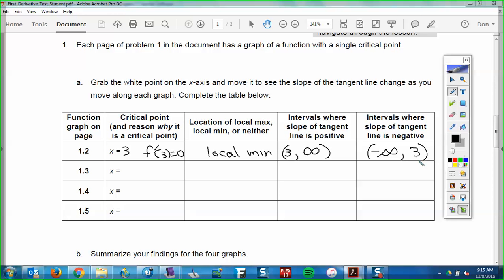When we're doing increasing and decreasing intervals, never include those inputs, because that's where it's changing from increasing to decreasing. So as a rule of thumb, never include those. Okay? All right, go ahead and work on that for a little while here.